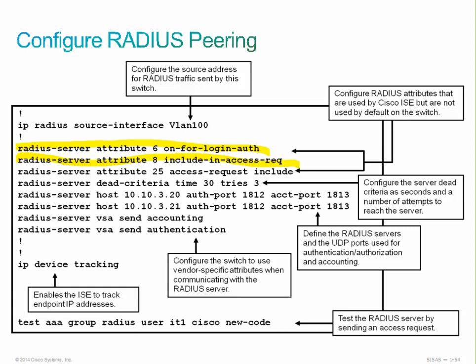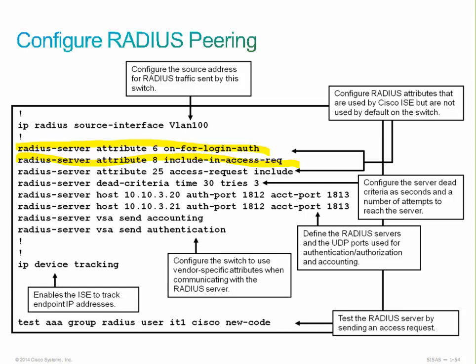The radius server attribute 6 on for login auth, that command sends the service type attribute in the authentication request. ICE uses that service type to distinguish between .1x supplicant logins and MAB processes, like MAC authentication bypass processes. And then radius server 8, include in access request, causes the switch to include the endpoint IP address in the authentication request. The IP address is then carried over to the ICE server in the frame IP address radius field.